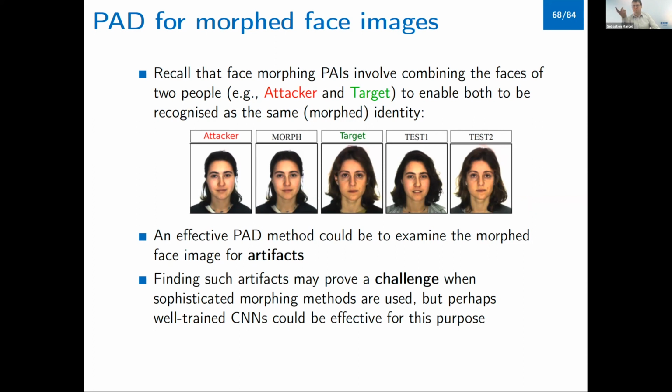But generally, these morphs are retouched manually in order to make sure that you don't see much of those artifacts. And then if you take that image and use it as a reference, and you take images of the two original persons, they are going to be positively recognized against that morph. So that's the principle of the attack.